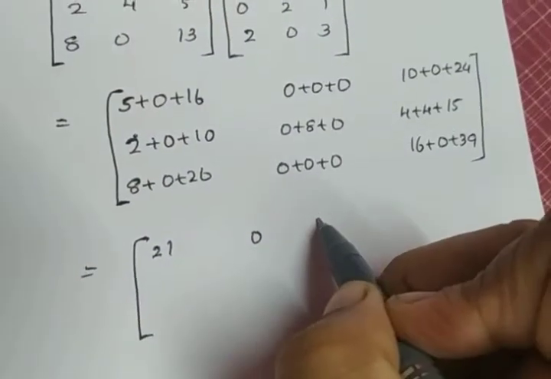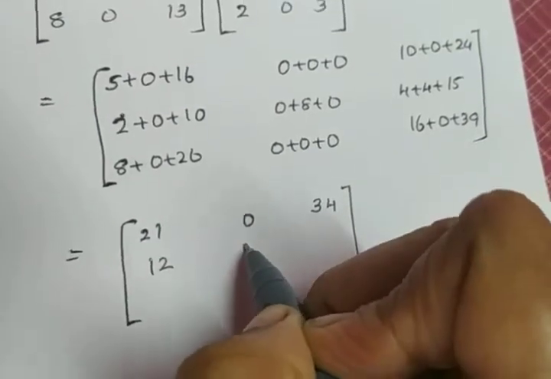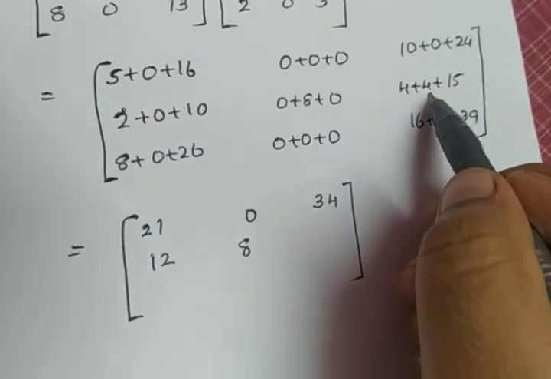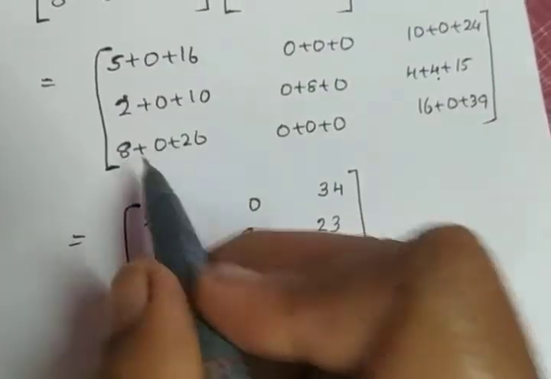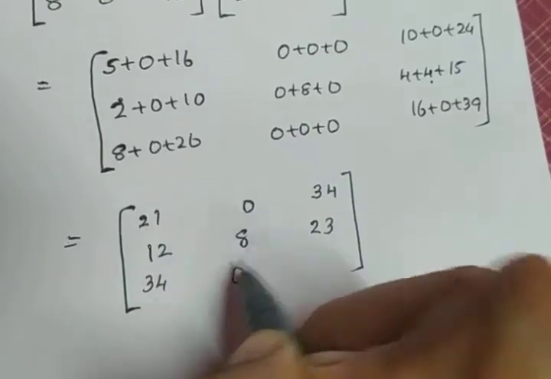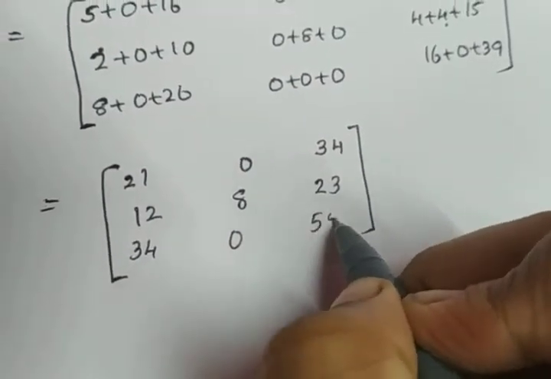0. Then this value is 34. Next value is 12. 8. 5 plus 4, 19. 19 plus 4 gives you 23. Again, 26 plus 8 is 34. 0. 39 plus 16 gives you the value 55.